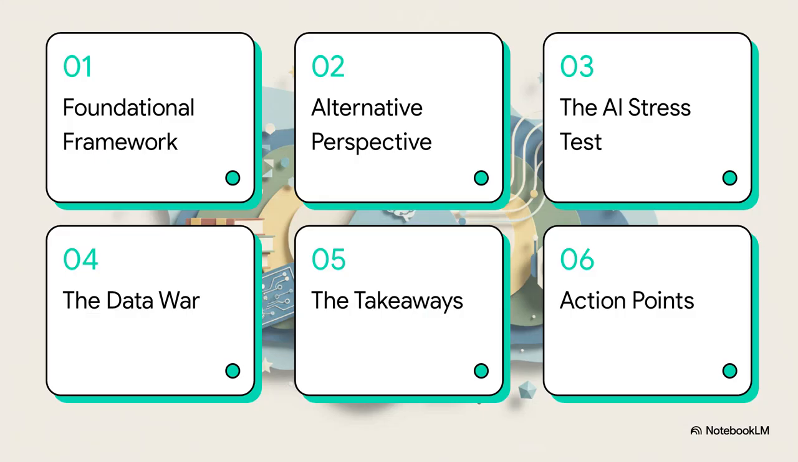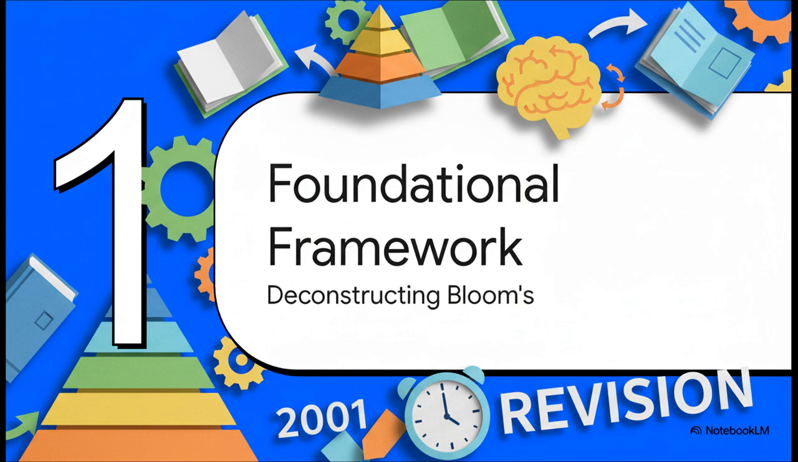So here's the plan. We'll start with the foundational framework of the revised Bloom's taxonomy, just to get us all on the same page. Then, we're going to bring in an alternative perspective with Marzano's new taxonomy. After that, it's time for the ultimate AI stress test. We'll see where all this research collides, pull out the biggest takeaways, and then, I promise, we'll finish with some concrete action points you can use in your classroom this week. All right, let's dive in.